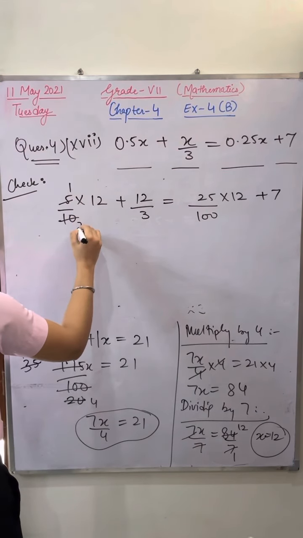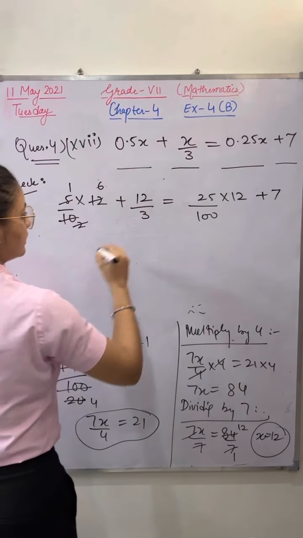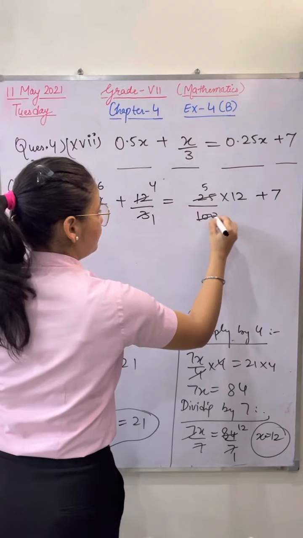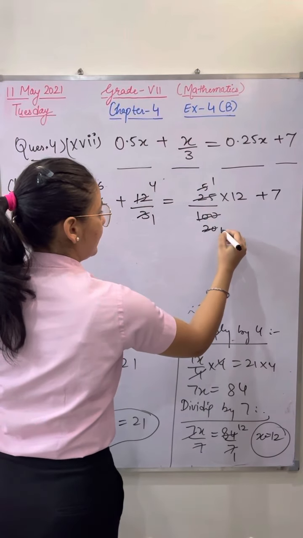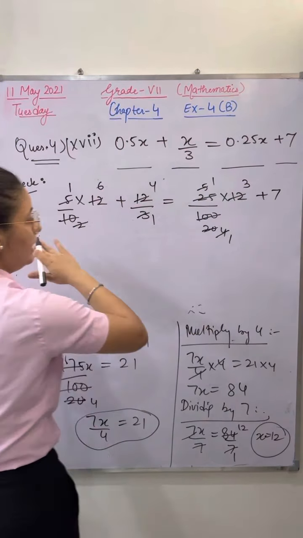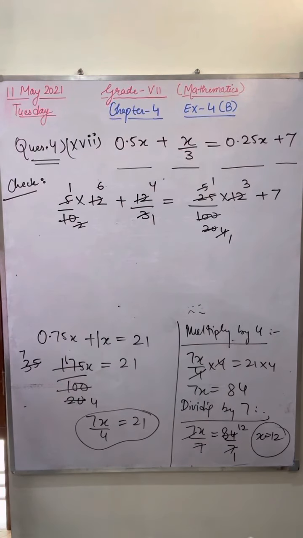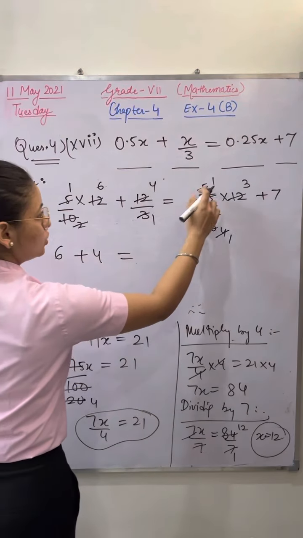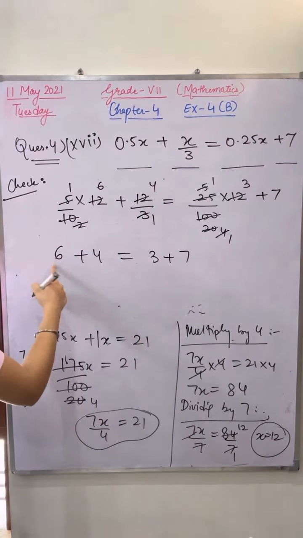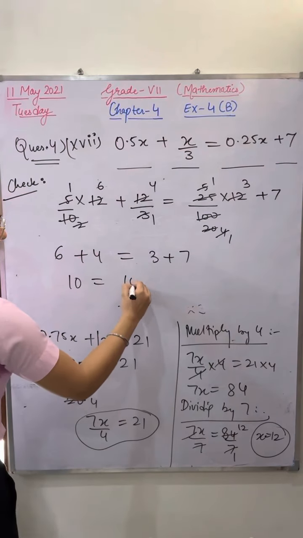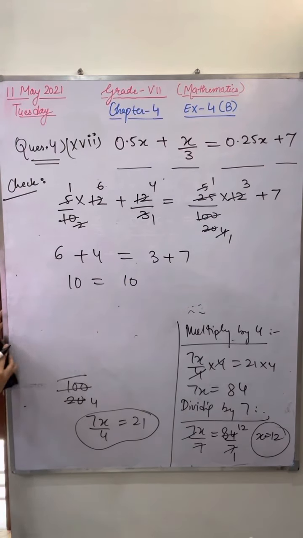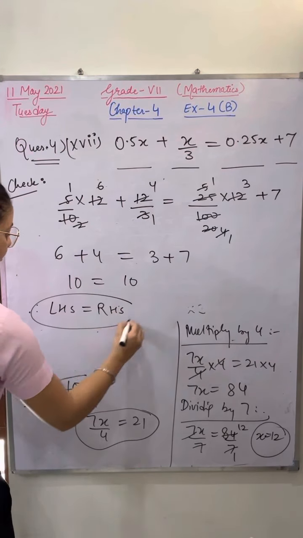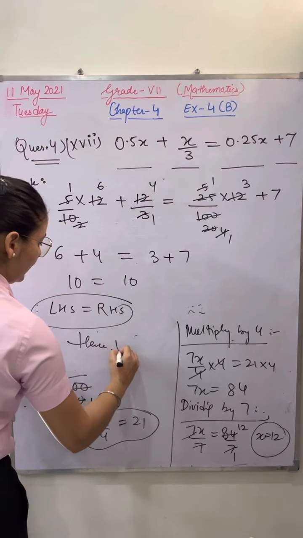5 ones, 5 twos are 2 ones, 2 sixes are 3 ones, 3 fours are 5 fives, are 5 twos are 0, 5 ones are 5 fours are 4 ones, 4 threes. Everything has cancelled, right? So this is left: 6 plus 4 is equal to 3 plus 7. 6 plus 4 is 10, 3 plus 7 is 10. So therefore the left hand side is equal to the right hand side, and hence you have verified the question.